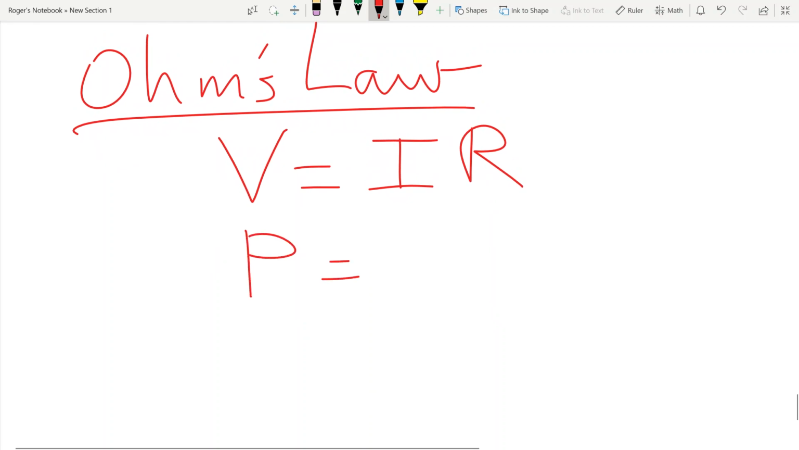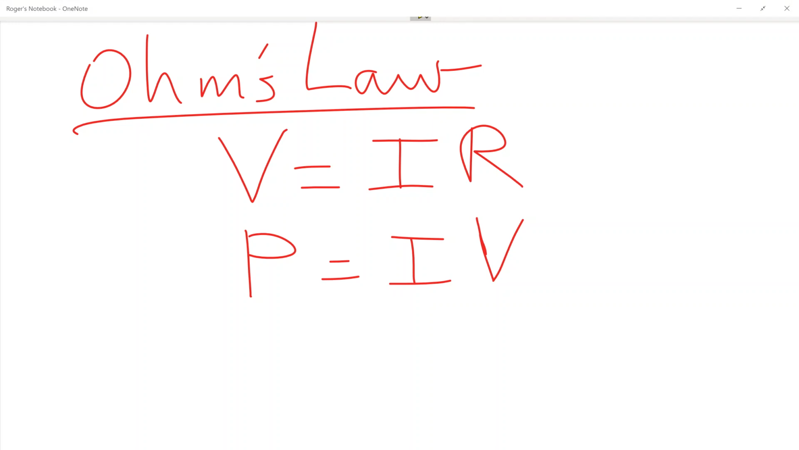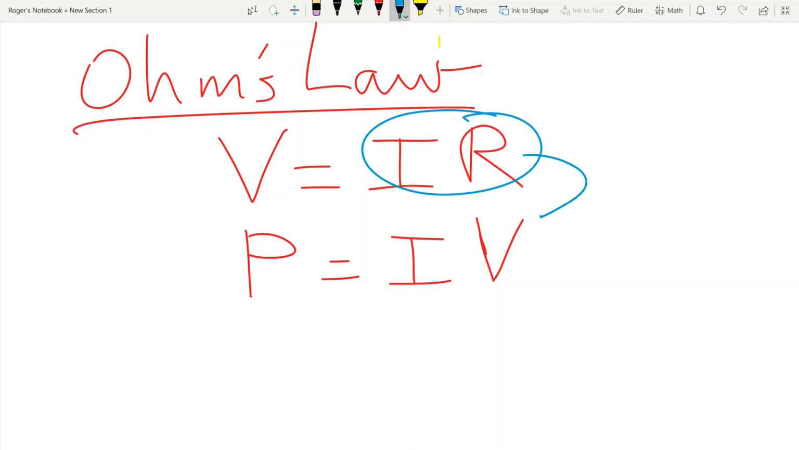Now, the next formula that we have is the one for power. Power equals IV. Now, you remember how to do substitution, don't you? We have V in the first equation. We have V in the second equation. So let's take, in our second equation, let's take this right here and substitute it right there. Okay?